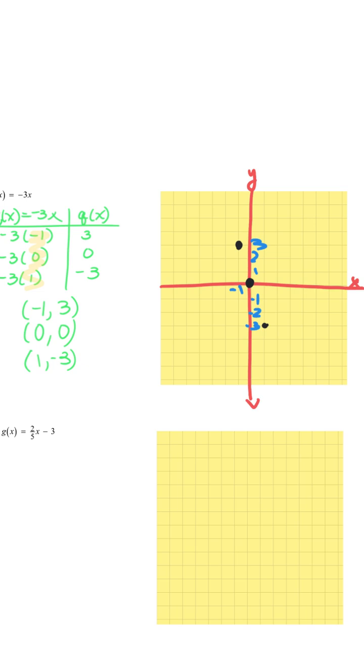Can I graph it now? Yes, I am able to connect it. And we have what? Equation means q of x equals -3x. All right. Yes.